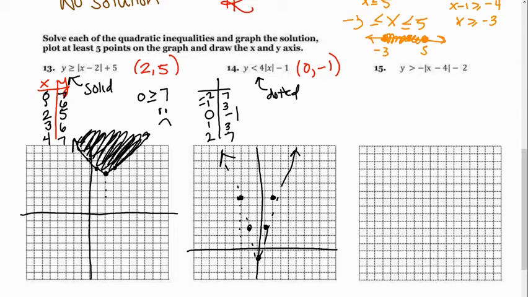Last step is to test. So I'm going to test 0, 0. Is 0 less than -1? It is not. So I'm going to shade on the outside.